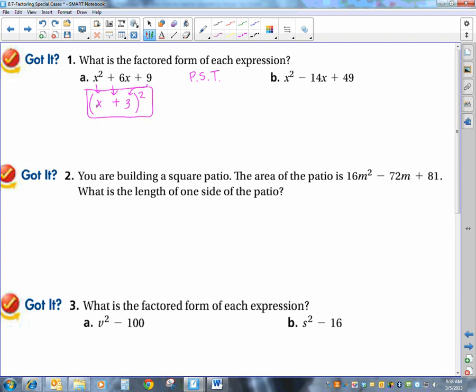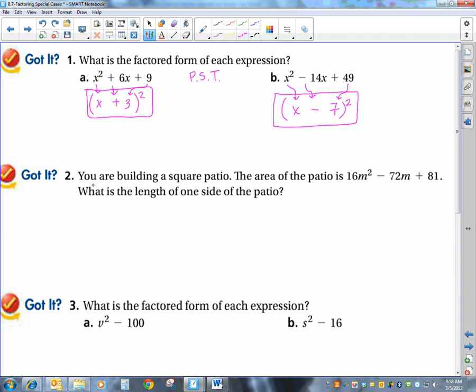And you can check it. X times 3 is 3x, times 2 is 6x. Okay? First term, last term, and the sign of the middle term. So we are taking something from each term in our perfect square trinomial to be able to factor it.